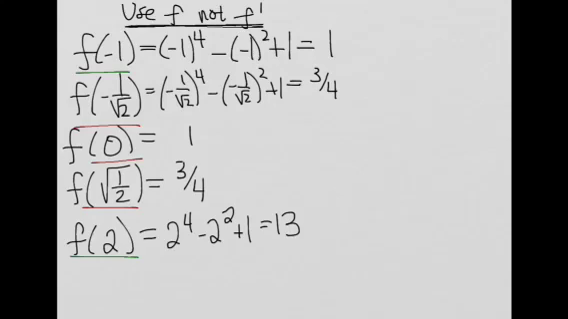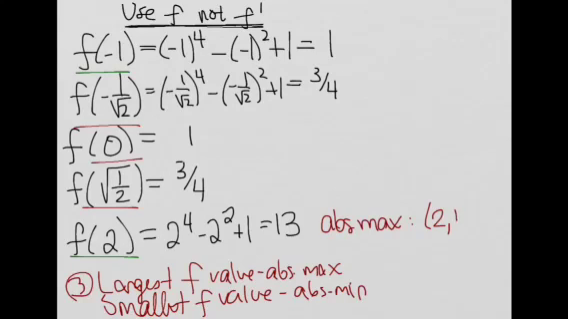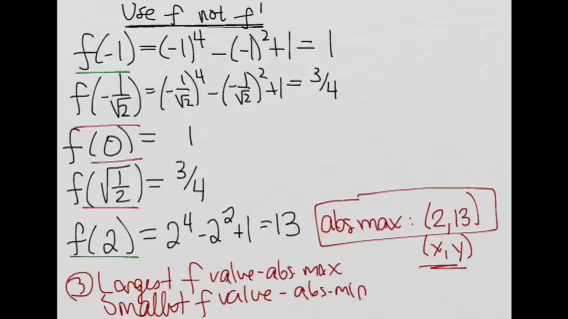The question now is which one is the absolute maximum and which one is the absolute minimum. That's your third and final step: the largest f value is your absolute max, and the smallest f value is your absolute min. So if we look down this list, it looks like the absolute maximum is going to be at 2, 13, the xy coordinate point. I usually like to give my answer as an xy coordinate point so you can see what the answers are. So there's your absolute maximum.